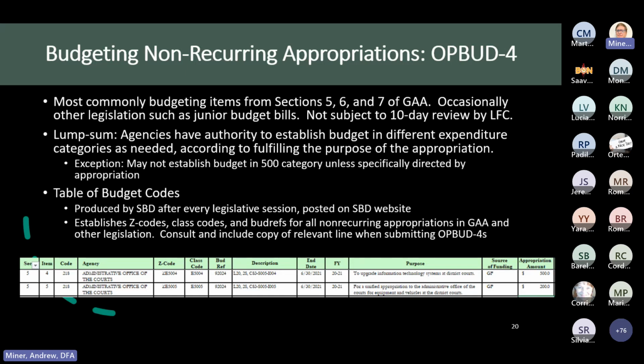This is one that's from House Bill 2. This is basically where you find all of the relevant information that you need to complete your OPBUD 4 and submit it. So make sure you look here and include a copy of the relevant lines when you're submitting your OPBUD 4. You can see here the Z code for each appropriation, the class code, the BUD ref, the description, fiscal years valid in, the purpose, which is just the language from the bill, source of funding, so these are general fund, and the amounts over there on the right. So these were for 500,000 and 200,000. You see that for every appropriation in the bill.